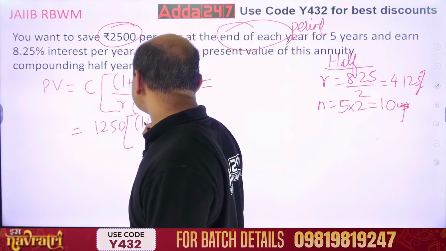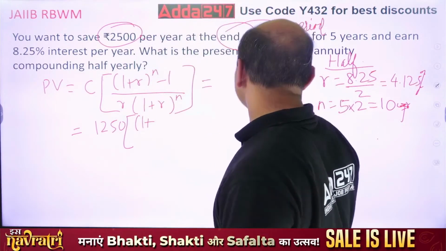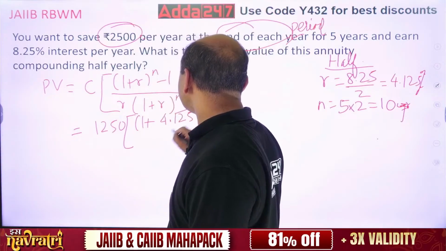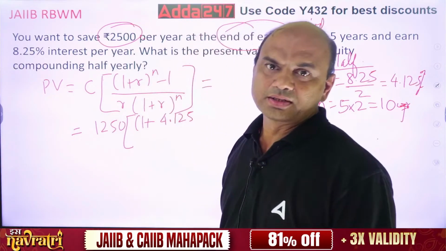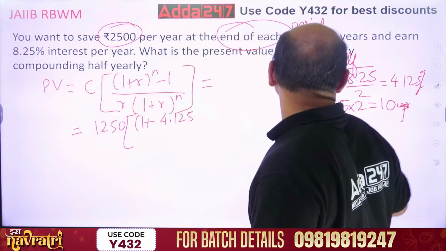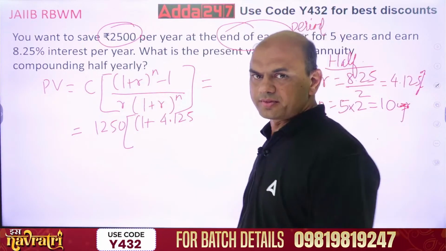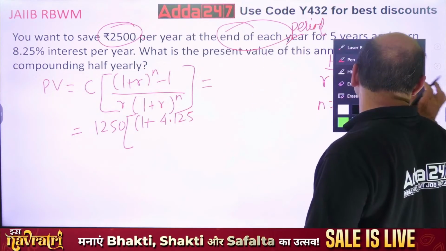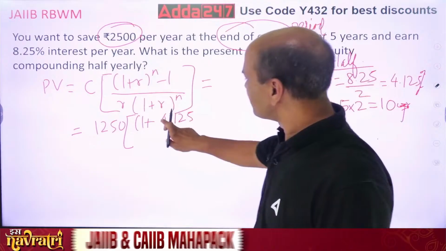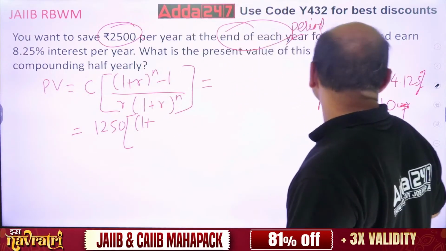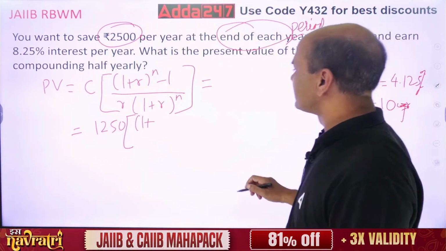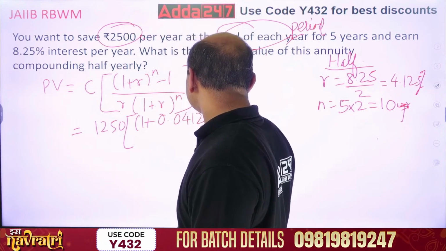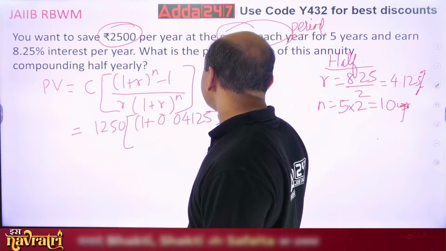Into 1 plus R, what is that? 4.125 upon 100. So I'll directly write it now. See, R is to be taken as a percentage. Percentage means divided by 100. So directly you can take it. Instead of wasting the time, you directly take it, 0.04125. The whole raised to n is what now?